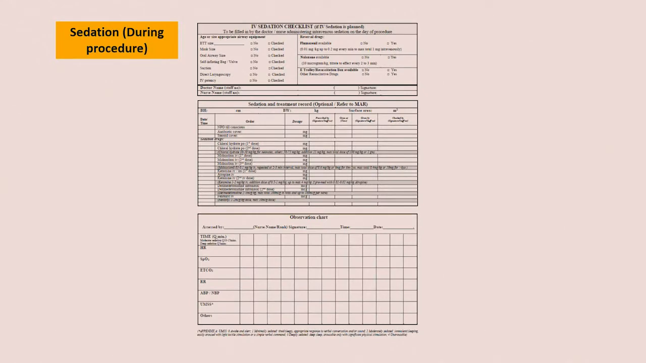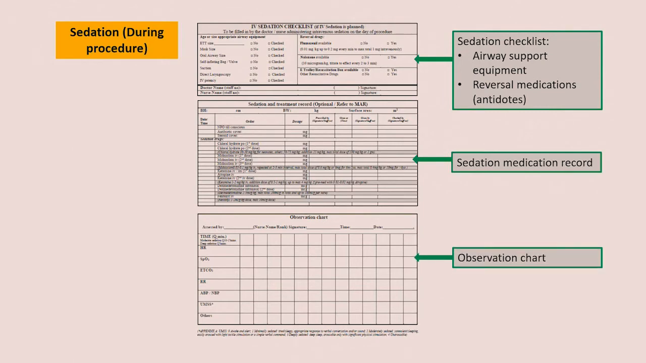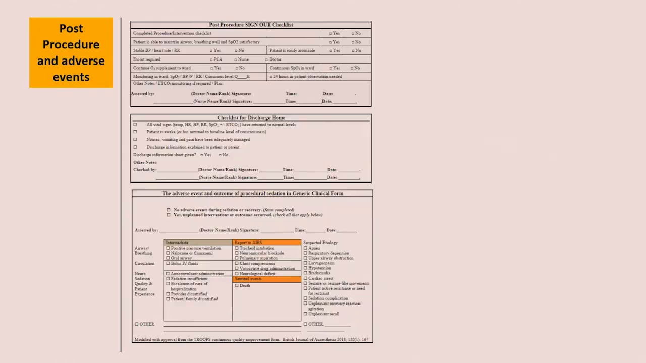Page 2 here is the sedation phase. This is a sedation checklist on airway equipment and medications to reverse sedation, which is seen in box 1. And the next box is the sedation medical record, with detailed documentation of the drugs used. And the final part is the observation chart. And page 3 is for post-sedation.